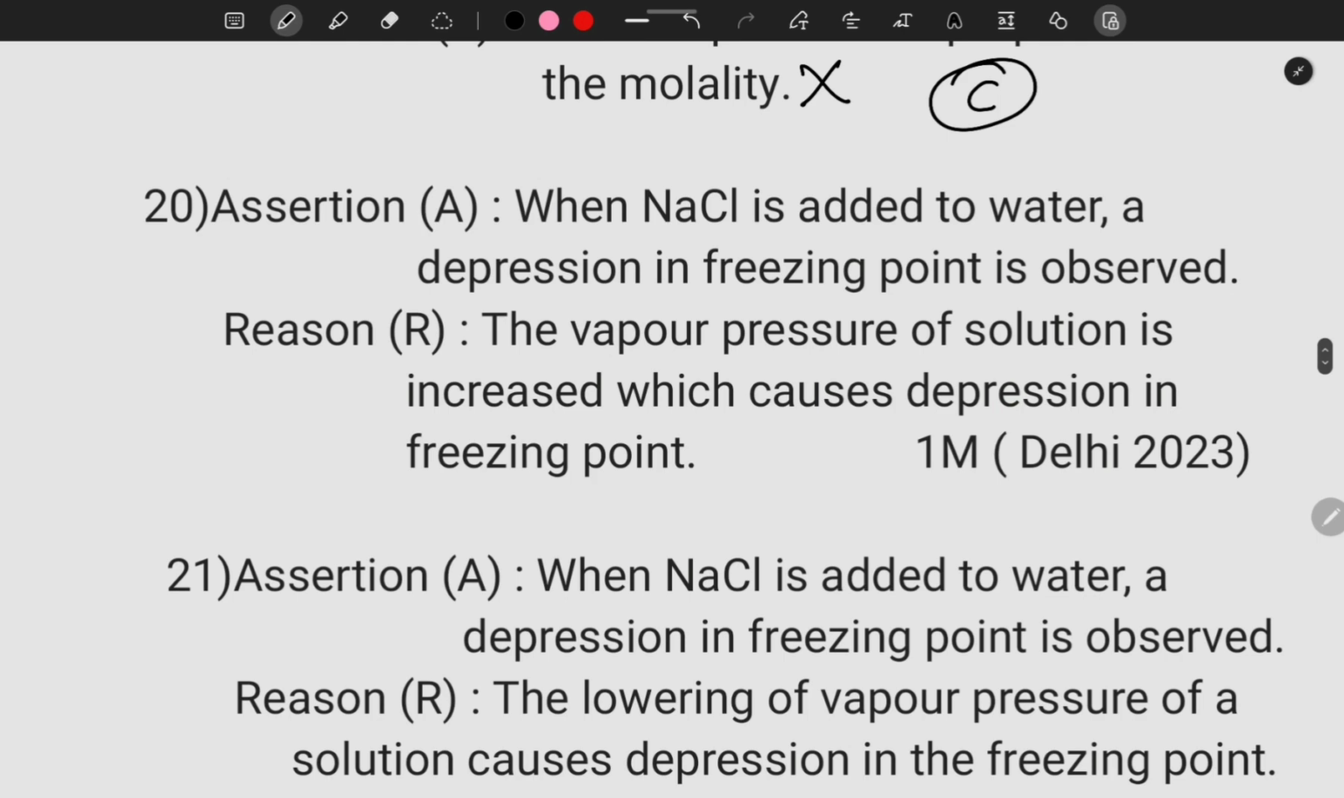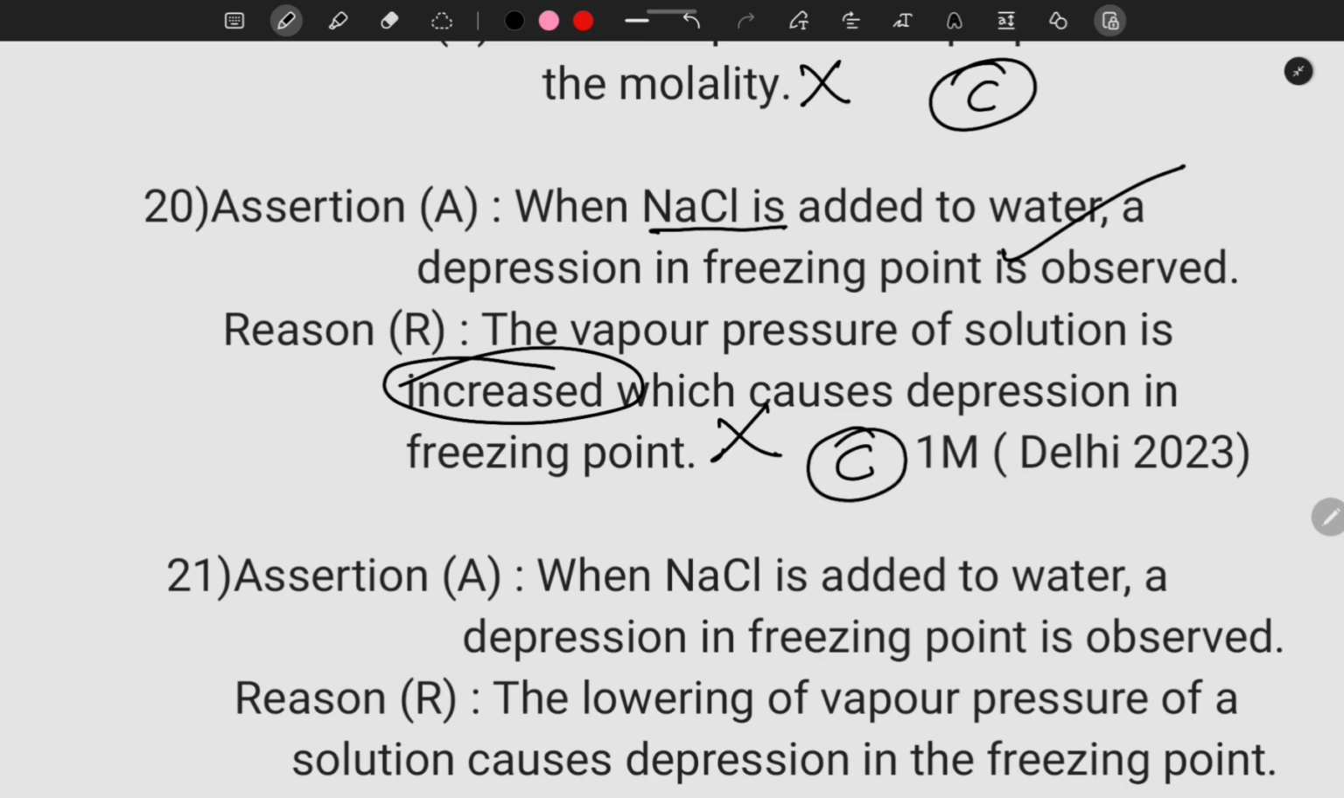When sodium chloride is added to water, a depression in freezing point is observed. It is a correct statement because sodium chloride is a non-volatile solute. When a non-volatile solute is added, the vapor pressure decreases and depression in freezing point is observed. The vapor pressure of the solution is increased. That's a wrong statement. Vapor pressure of the solution is decreased. So assertion correct and reason wrong.